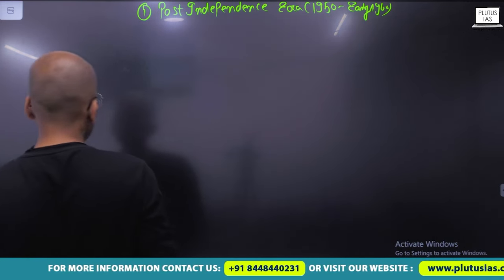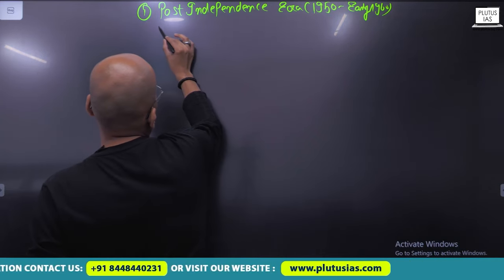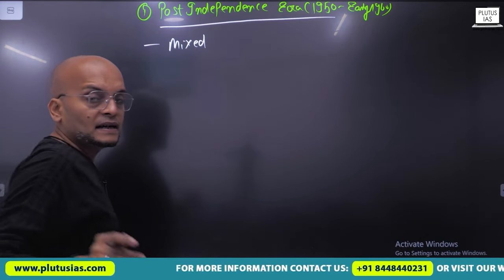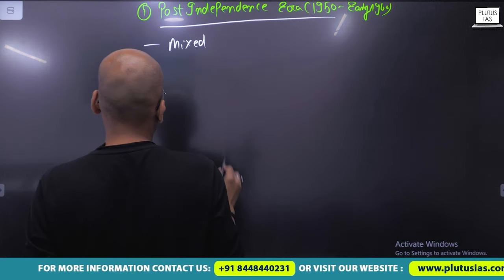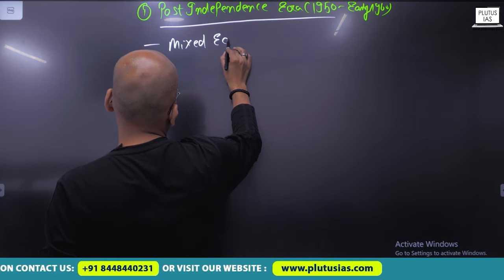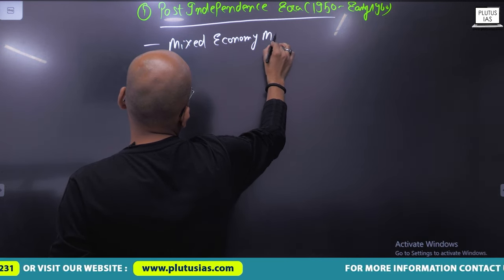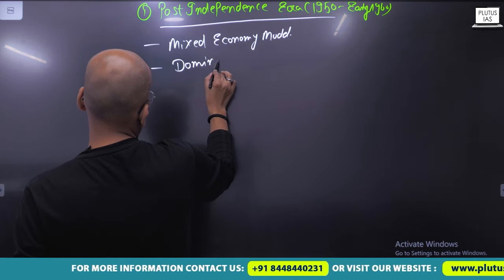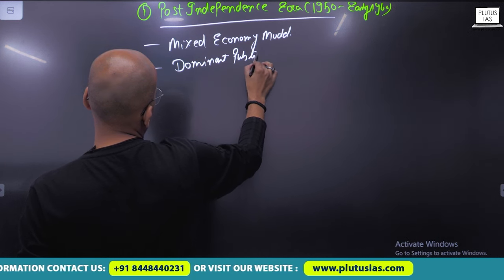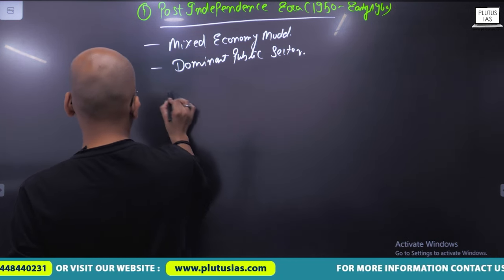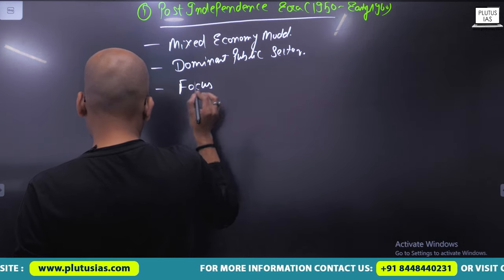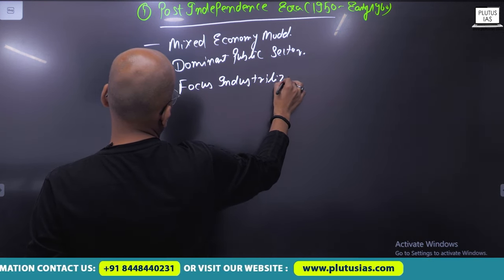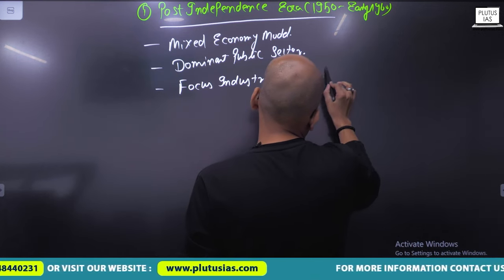Okay, guys. So, what were the features of national income in this era? So, you can say a mixed economy model was followed. That means the public sector and private sector both were there, but the public sector was a dominating force. Second is, as I said, a dominant public sector. Third is the focus on industrialization and self-sufficiency.